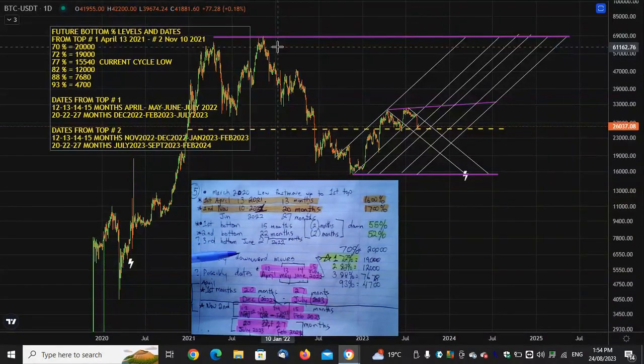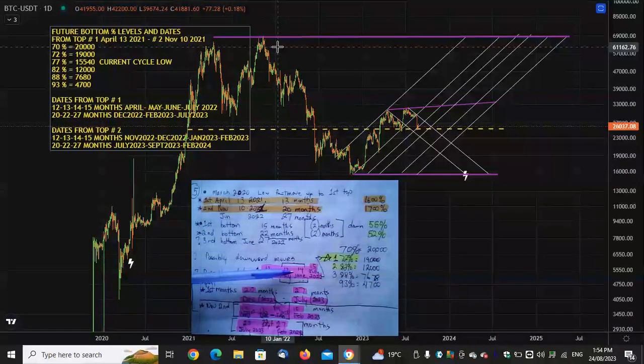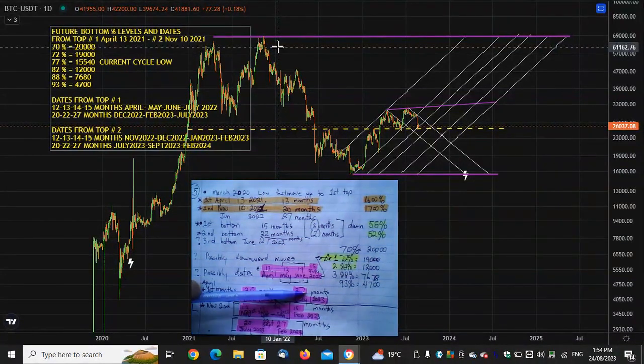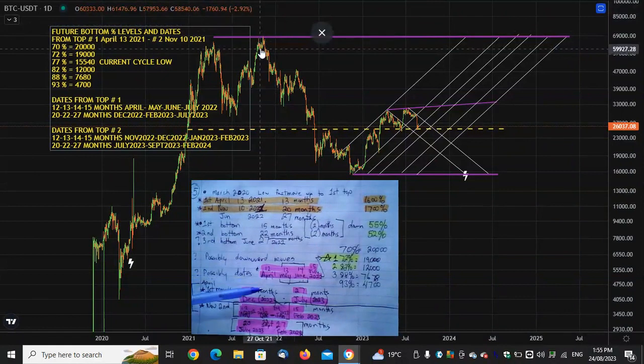So from there, our moves down, we were looking for 12, 13, 14, and 15 months. We're also looking for 20 and 27 months from our first top. Our second top here, which is this one, we're going to be looking for 12, 13, 14, and 15 months, 20, 22, and 27 months. Let's go have a look at them.